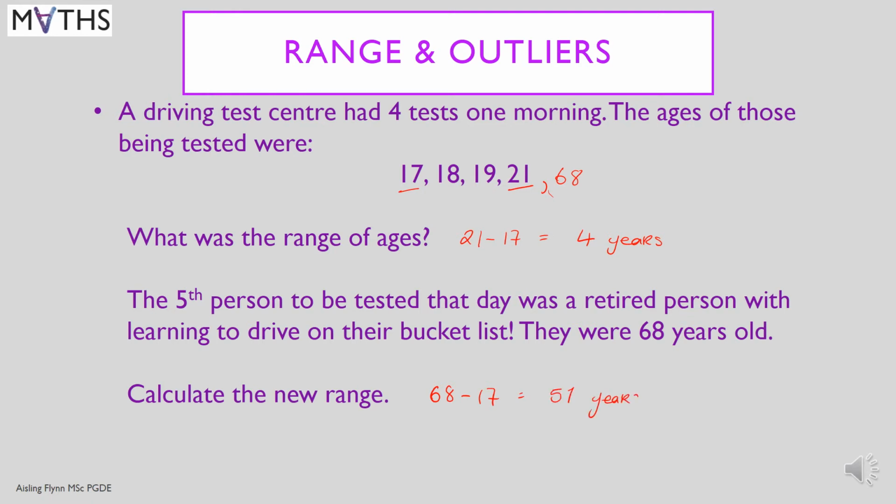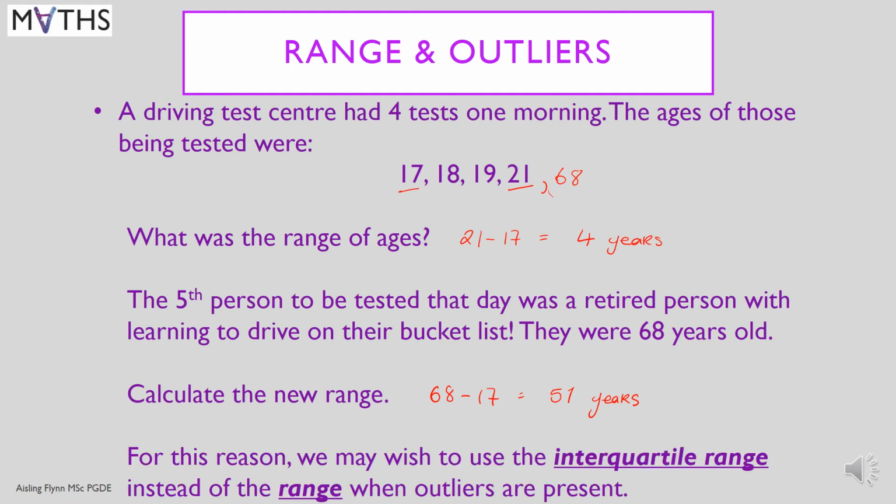So that implies that people of all ages are going for their test that morning, people whose ages are spanning over 51 years. And really that's not true. There's just one person who skews the data. Most people are quite young. So sometimes the range may not be a suitable choice to describe the spread of data.